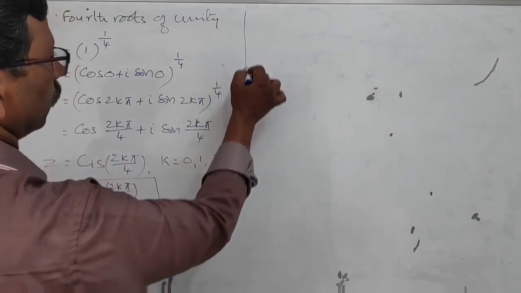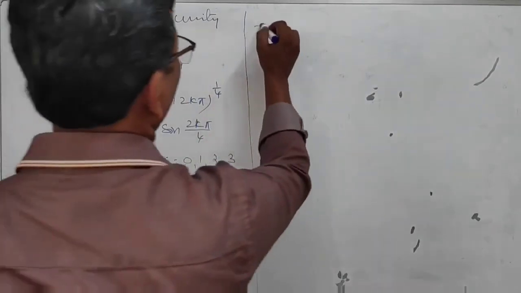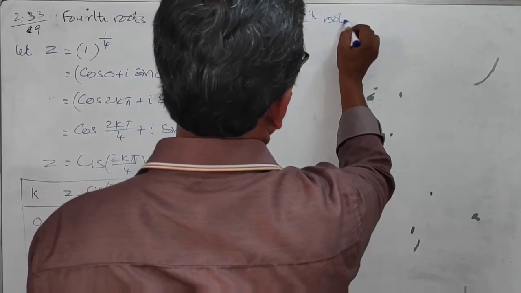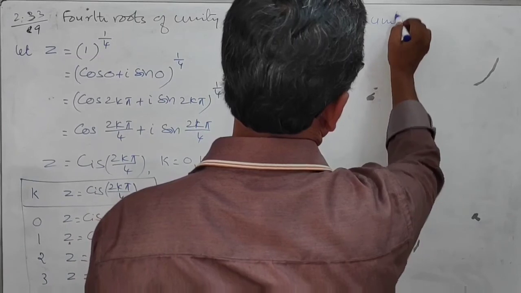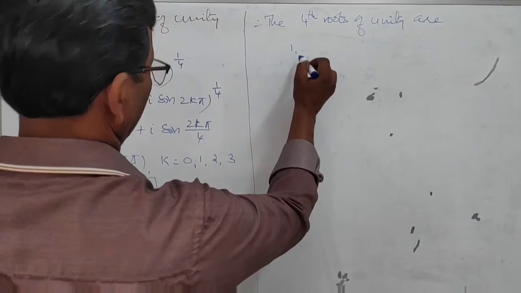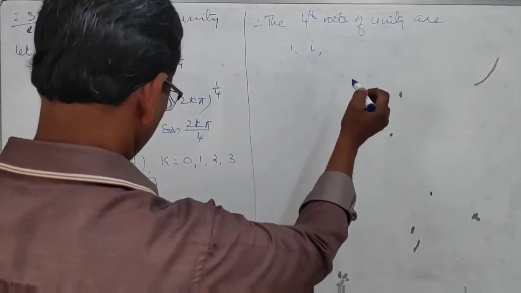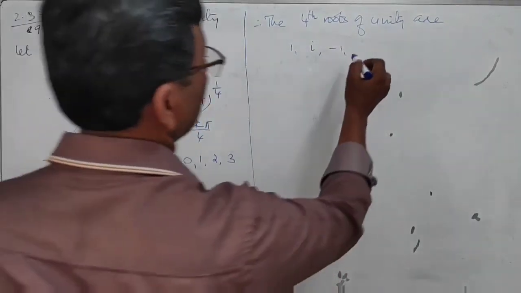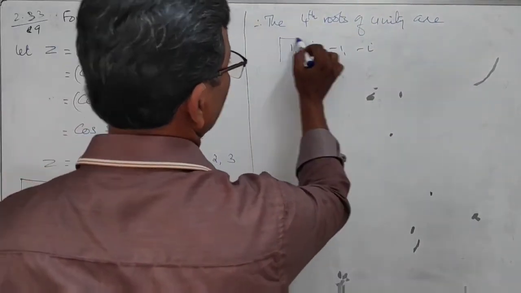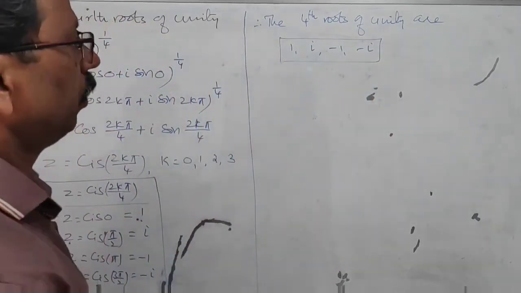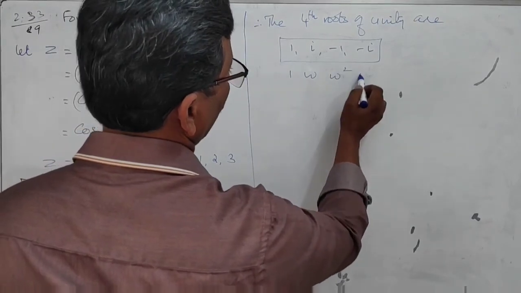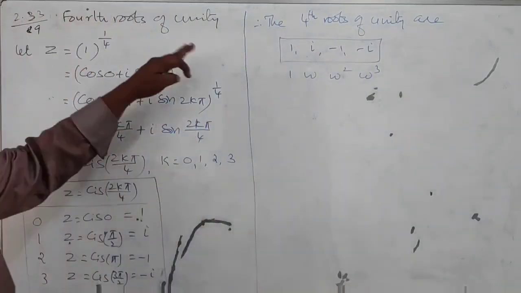Now, therefore, the fourth roots of unity are, look here, 1, this is i, then minus 1, then minus i. Now if you consider this as the solution, and consider this 1, this is omega, this is omega square, this is omega cube.